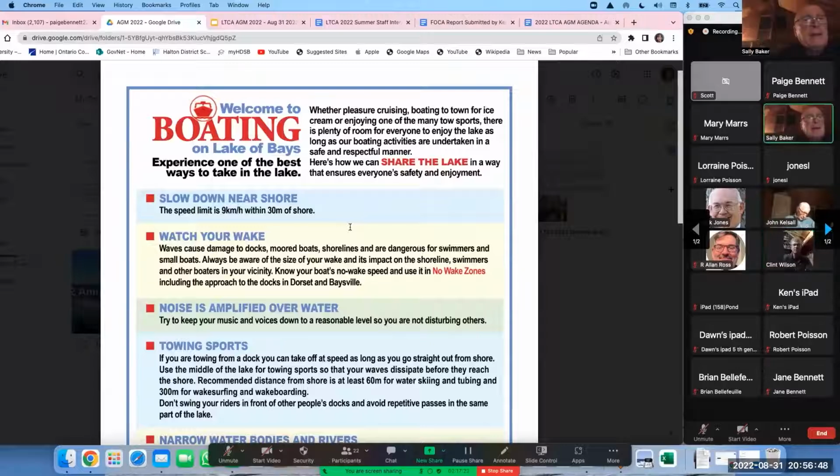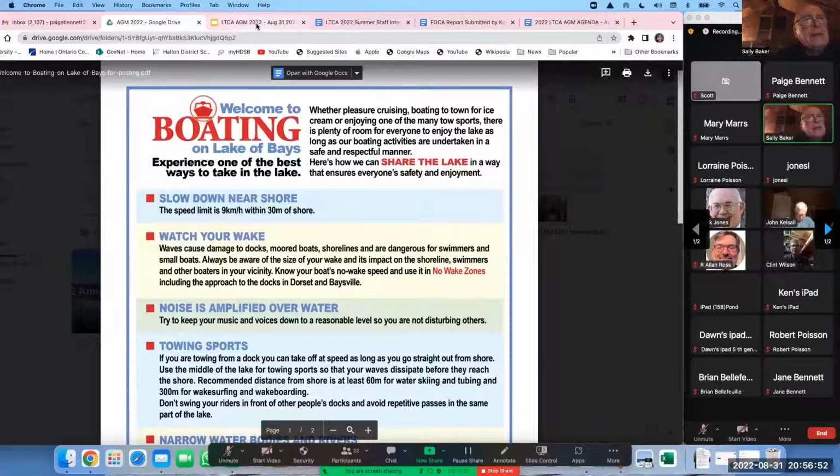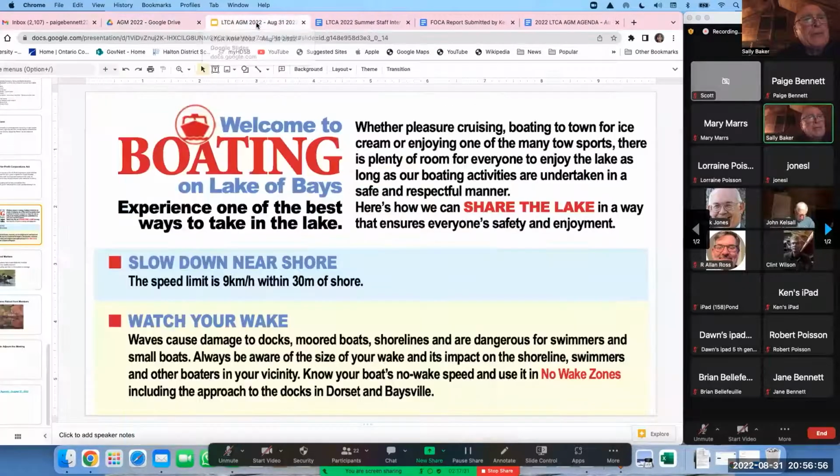Yes, I heartily endorse Clint's suggestion. I think the other directors do too. We can take what Lake of Bays has done, modify it to our own purposes here, and distribute it widely. I think it will make an impact, even if it affects just the very few who don't know the rules. I think we can do an education program here. So I think it's full steam ahead on this, Clint.